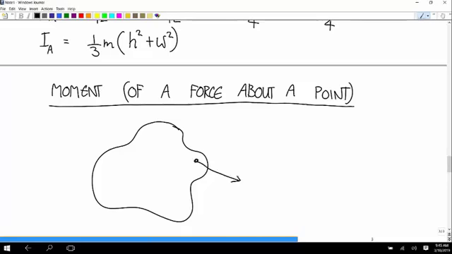So let's say this is the force F applied at this point that I'm going to call P. And let's say this is the about point. Then define this new vector rho that goes from the about point to where the force is applied. That's the rho vector, Greek letter rho.